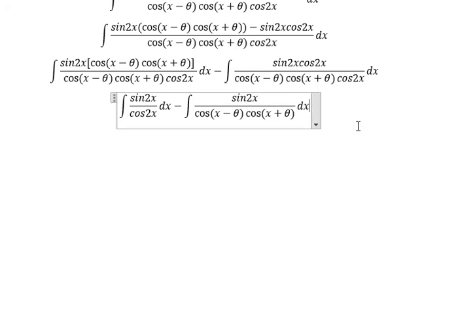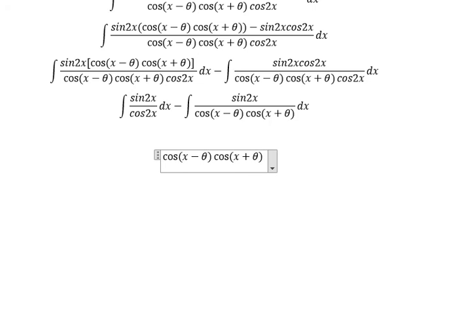Next, we have this one equals to, we don't use this one, sorry. So we have sin A multiplied with sin B, cos B.